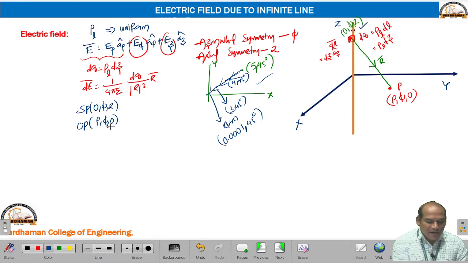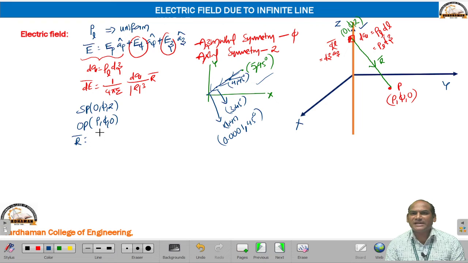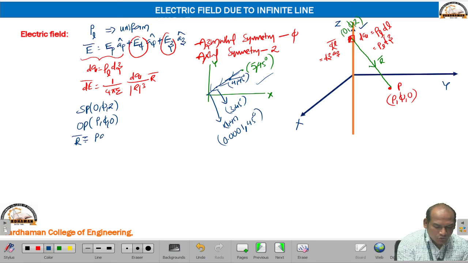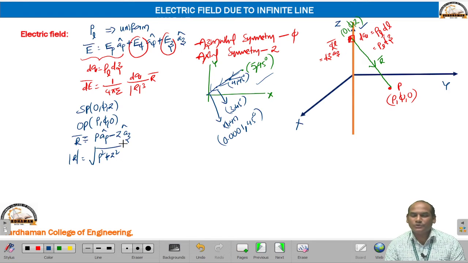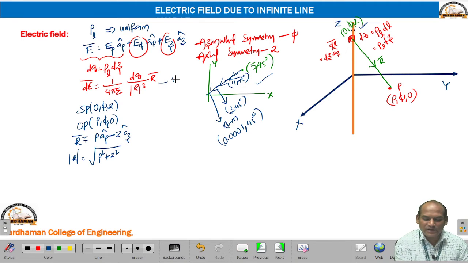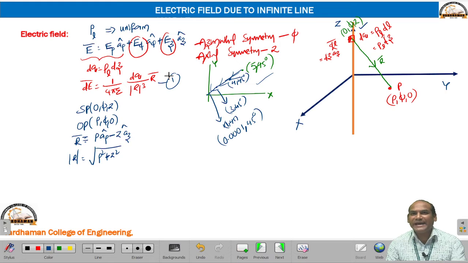What is R bar? From the starting onwards I have been saying that R bar is nothing but the observation point minus the source point. So rho minus 0 is rho a_rho cap, phi minus phi is 0, and 0 minus z is minus z a_z cap. Immediately we can calculate the magnitude of R bar also, that is the square root of rho square plus z square. You have dq, R bar, and the magnitude of R. So substitute all these in equation number 1, and you will get the differential electric field, due to the differential charge available in the differential length dl.